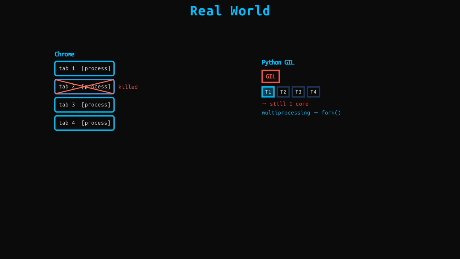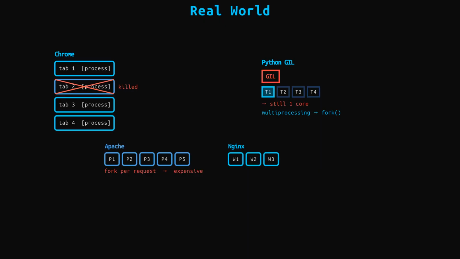and gives each worker its own address space. Apache used to fork a new process for every incoming request. Each request got full isolation, but fork is expensive and memory usage stacked up fast. Nginx took a different approach. It uses a fixed pool of worker processes, and inside each worker, it handles thousands of connections using non-blocking I/O on a single thread. Less overhead, same isolation at the worker level.